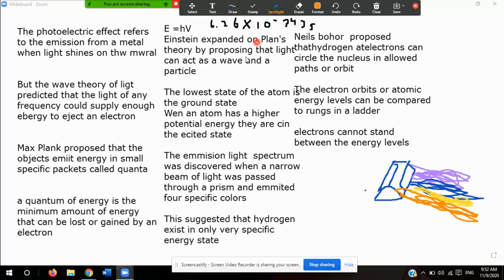Okay, it says the emission light spectrum was discovered when a narrow beam of light was passed through a prism and emitted four specific colors. This suggested that hydrogen exists in only very specific energy states. So that means that these four colors seen in hydrogen only happen at specific states. And that's true because that just means that this could vary from element to element.